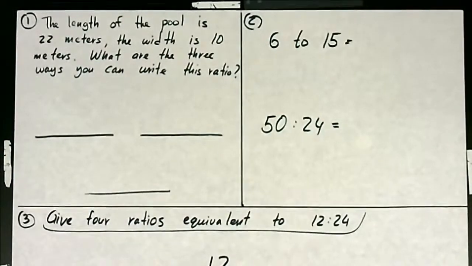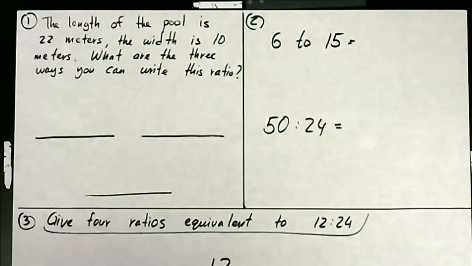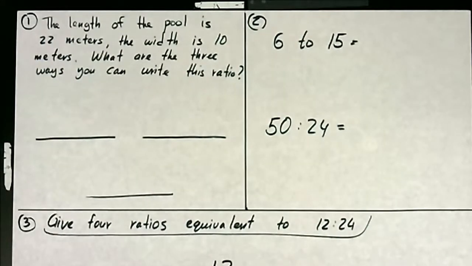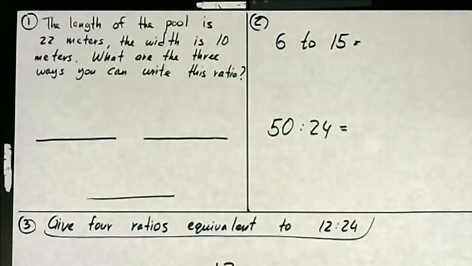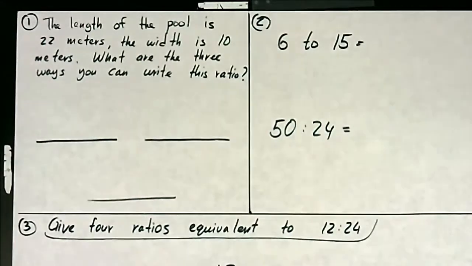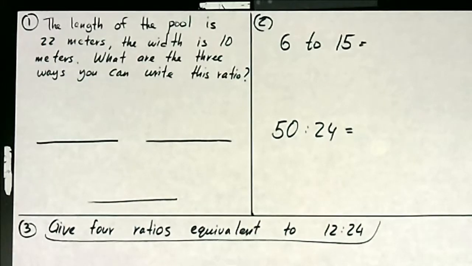In the first problem of this video, you're asked to write the ratio in this particular word problem in 3 different ways. The word problem says the length of the pool is 22 meters, the width is 10 meters. What are the 3 ways you can write the ratio? Can someone tell me what those 3 are before I give them to you?